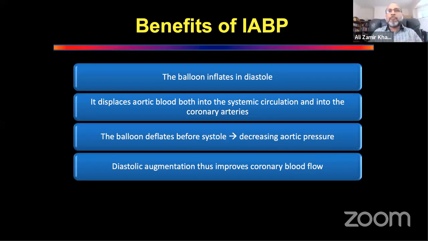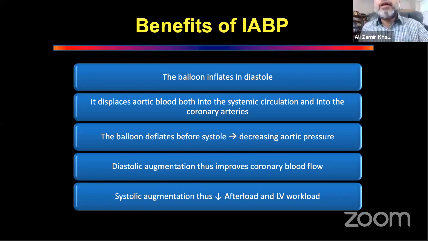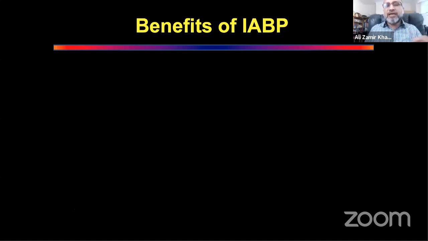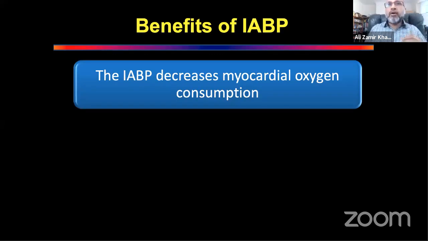When there is reduced aortic pressure at systole. So diastolic augmentation thus improves blood flow, but more importantly, systolic augmentation, meaning it's more like reduction of the pressure, actually decreases the afterload. So the pressure, the SVR goes down because that column of blood is now gone into the circulation. So the LV workload goes down. This is an important concept to understand. So there is a reduction in the work of the myocardium, as a result of which the myocardial oxygen consumption goes down. Okay, so it takes less effort for the heart to work.